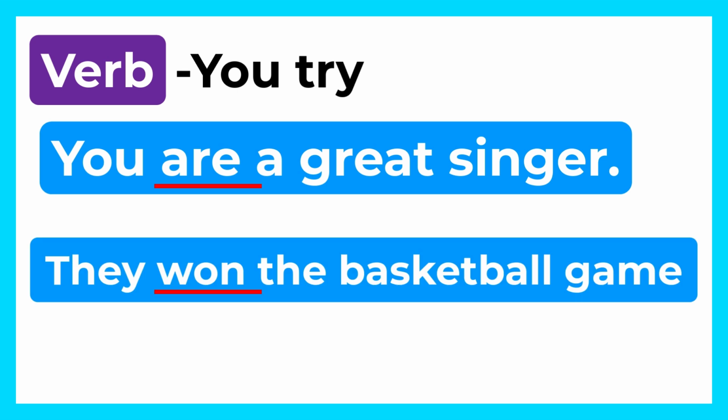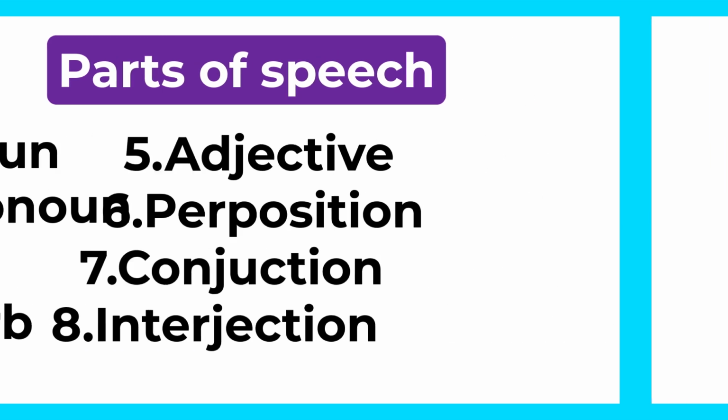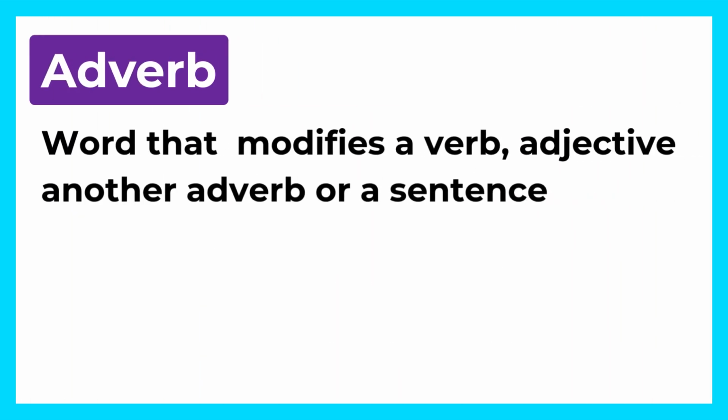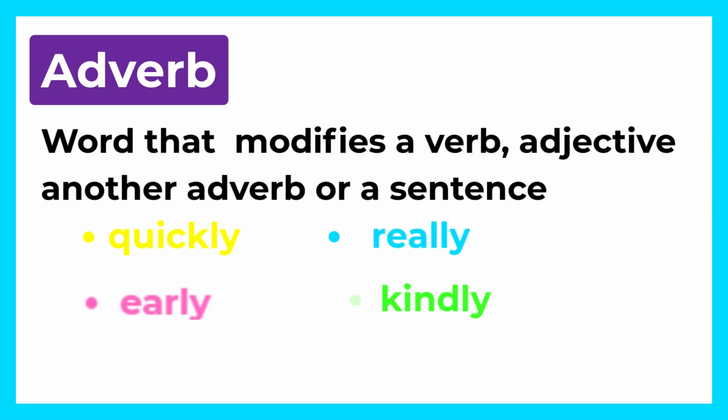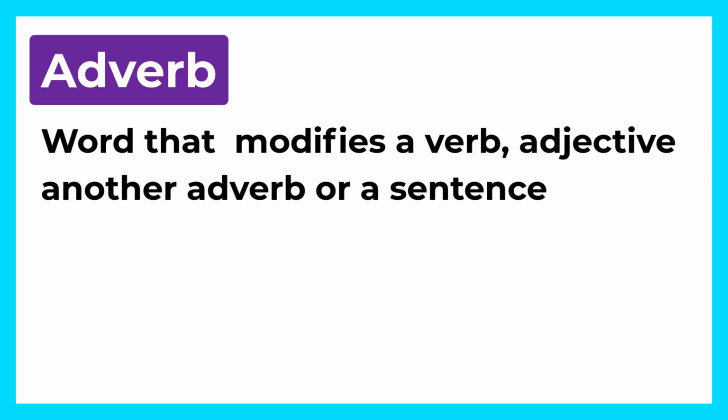An adverb is a word that modifies a verb, an adjective, another adverb or a sentence. So basically, an adverb describes a verb, an adjective, another adverb or a whole sentence. We can recognize adverbs because they often end in the letters ly. For example, quickly, early, badly, really, kindly, and gently.